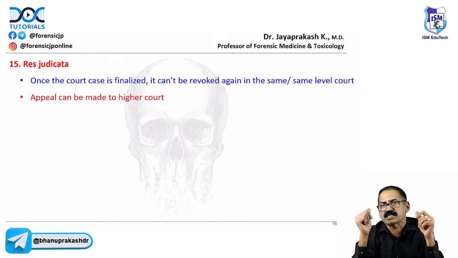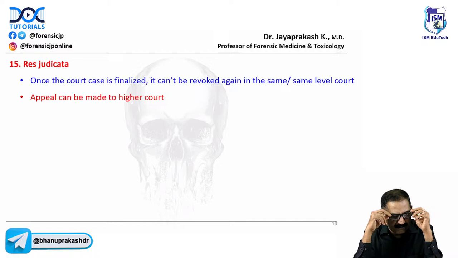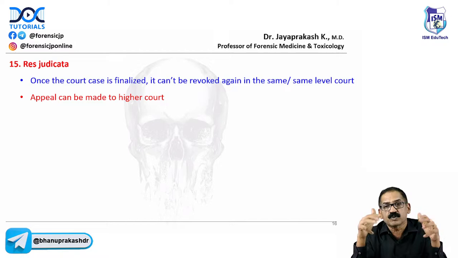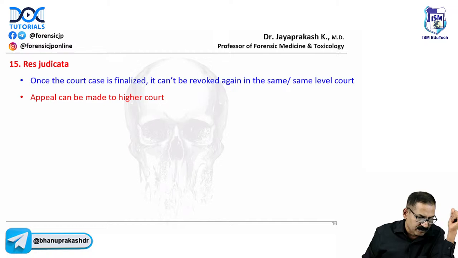For example, section 84 of IPC is now section 22 of IPC. Whether a mentally ill person is liable for punishment or not: now it is 22, before it is 84. So many changes. Murder, before it was 302, now it is 101. So changes are there. Okay, don't worry about those things.